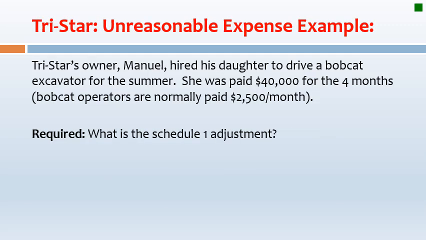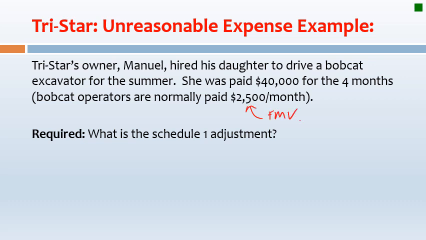Let's take a look at an example within TriStar of an unreasonable expense that's been deducted for accounting purposes but can't necessarily be deducted for tax purposes. So we have the owner of the company, his name is Manuel, hiring his daughter over the summer to drive an excavator. She's paid 40 grand for the 4 months, not each month for the total, so $10,000 a month. And they're normally paid about $2,500 a month, so this would probably be the fair market value of the services.